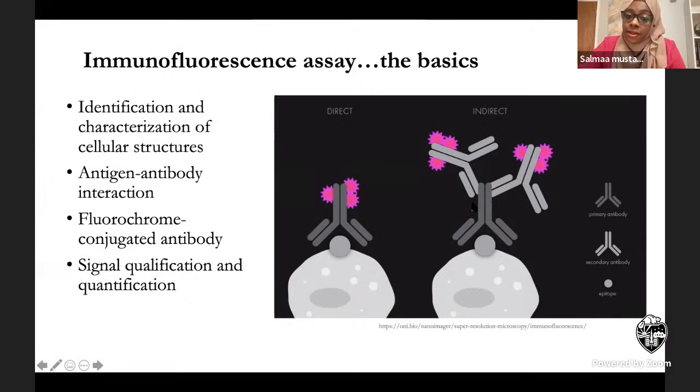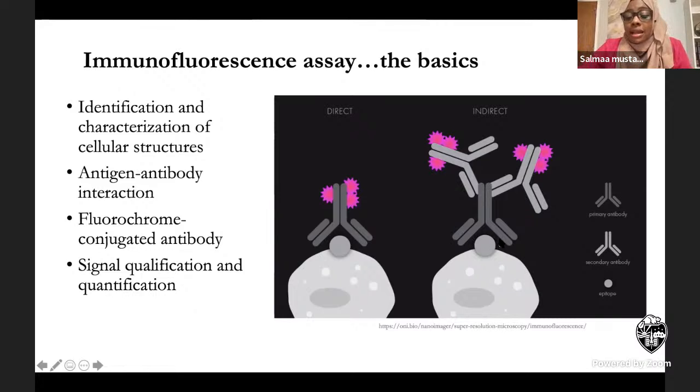For the indirect method, your primary antibody doesn't have to be conjugated, so you can use several antibodies. And then it's kind of longer, but it's the preferred method if you're thinking about cost, okay?